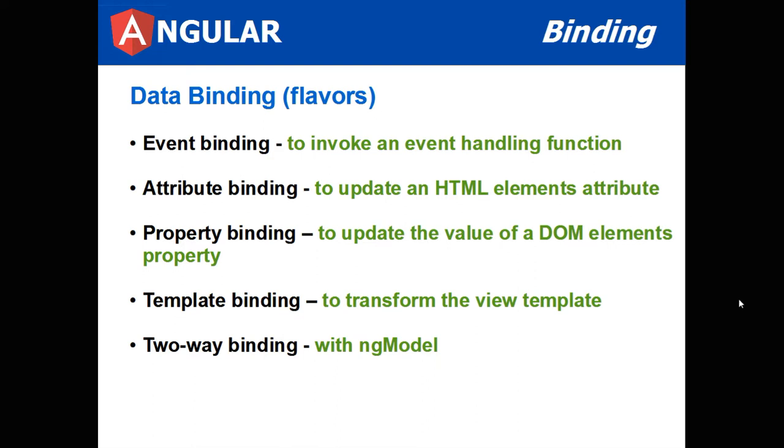Okay, so there are different data binding flavors. There's event binding to invoke an event handling function, attribute binding to update an HTML element's attribute, property binding to update the value of a DOM element's property, template binding to transform the view template, and two-way binding with ngModel.